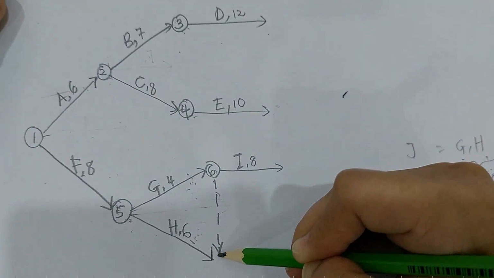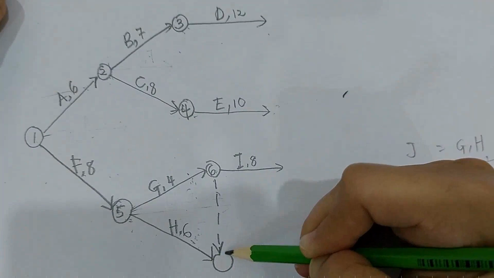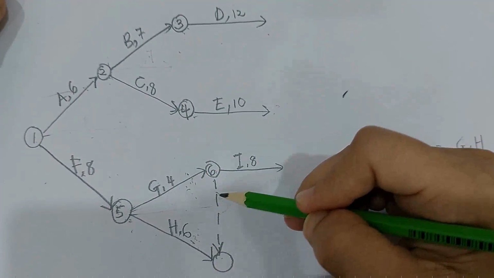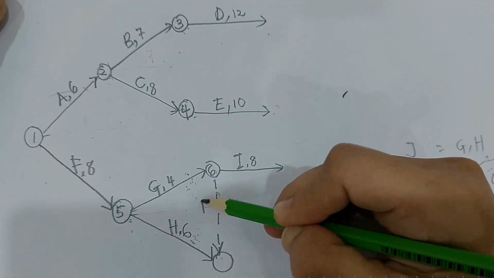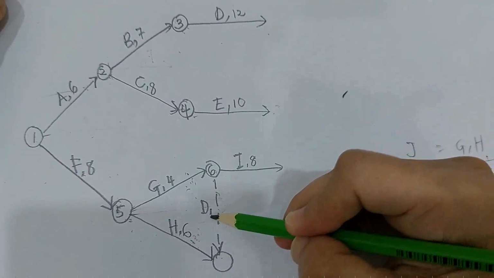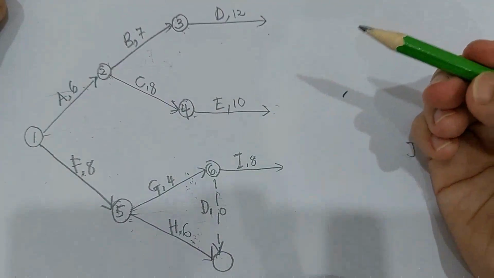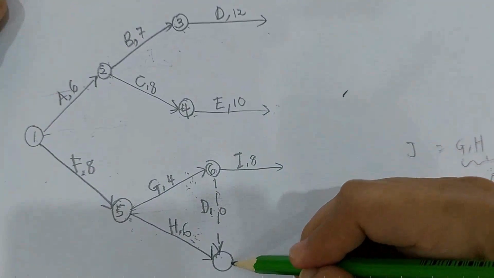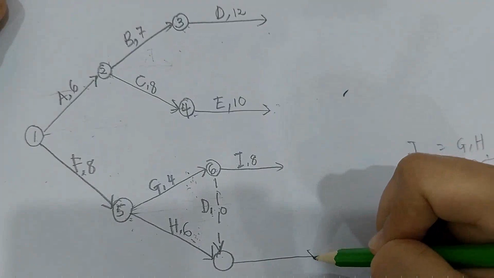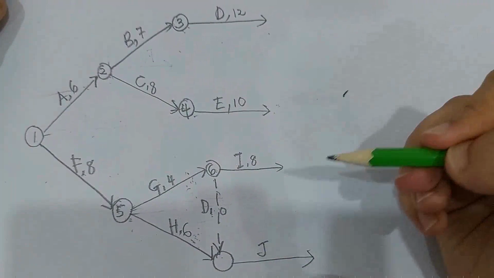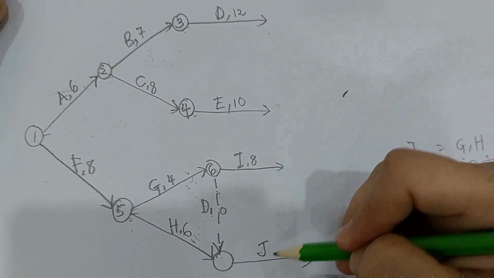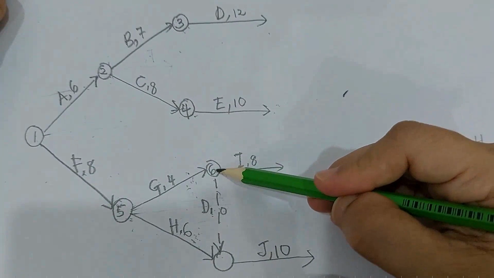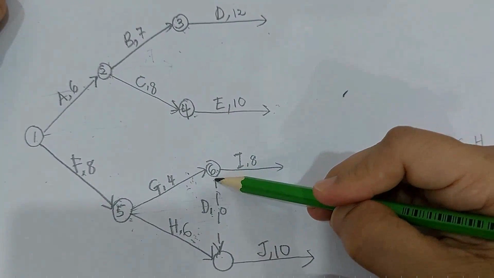So a dummy line also has an arrow. So this will be a combination of G and H. G and H combined by using a dummy. This is dummy 1 because this is the first dummy. Time is 0 next to it. So this is your J. Time for J is 10. So we already have number 6 over here, the starting of the dummy.